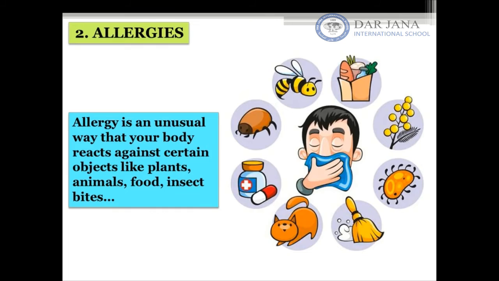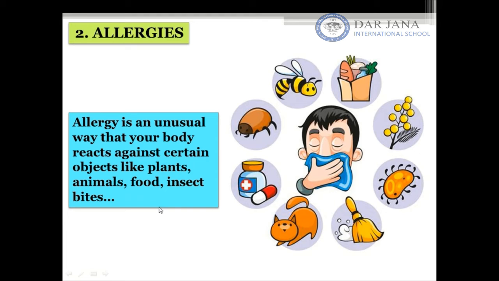Now, the second kind of disease that we will see in this presentation is the allergy. Here, this disease is not caused by a virus or a germ or a bacteria. This disease, you are born with it, and sometimes you can have it as you grow up for certain conditions. So an allergy is an unusual way that your body reacts against certain objects like plants, animals, food, insect bites, and so on.